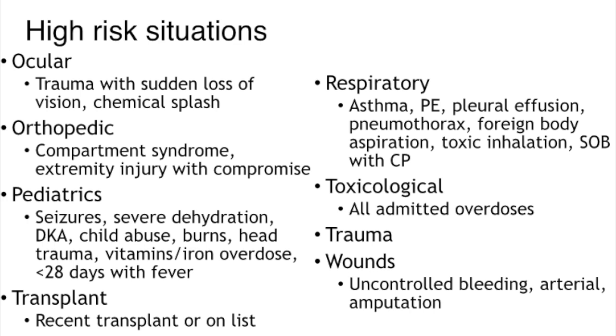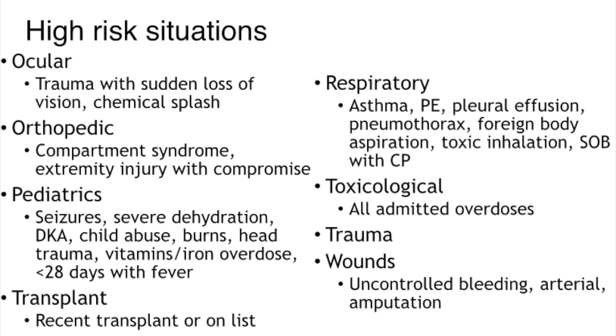Any respiratory issues such as an asthma exacerbation, potential for PE, pleural effusion, a pneumothorax, a foreign body aspiration, any type of toxic inhalation, or short of breath with chest pain is an ESI 2, although they don't need any really life-saving measures. Initially, the potential is there, so they need to have a provider see them fairly quickly.